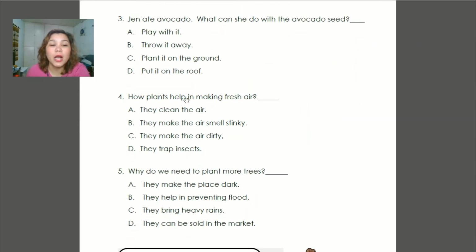Number 4, how do plants help in making fresh air? A, they clean the air. B, they make the air smell stinky. C, they make the air dirty. D, they trap insects.